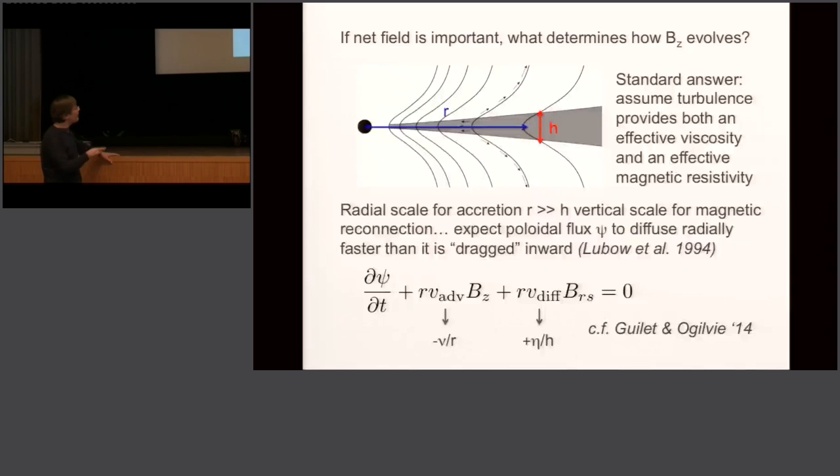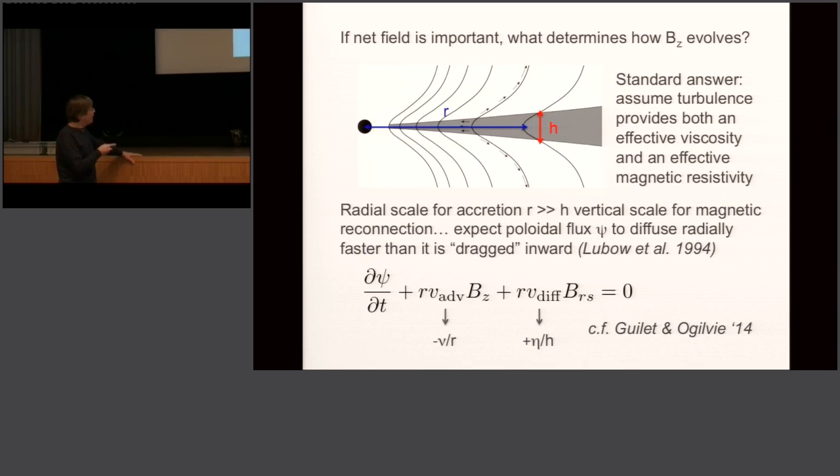So if the turbulence is producing a viscosity and a resistivity which are of comparable magnitudes, the reconnection process that is effectively allowing the magnetic field lines to slip through the disk occurs faster than the dragging of the field by the viscous evolution of the disk towards the star. So what that means is that if we have some poloidal flux psi, the ability of that flux to diffuse radially due to magnetic reconnection is generally more efficient than the rate at which it's dragged inwards.